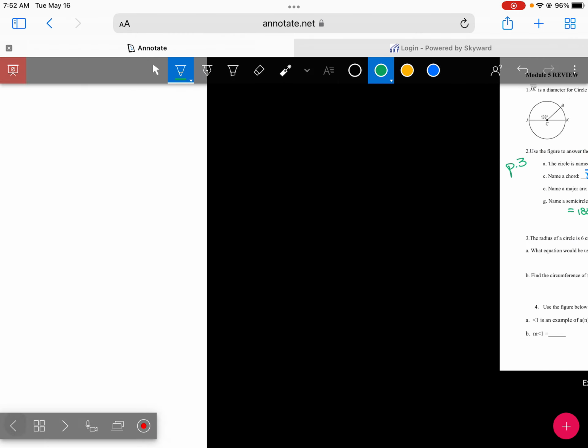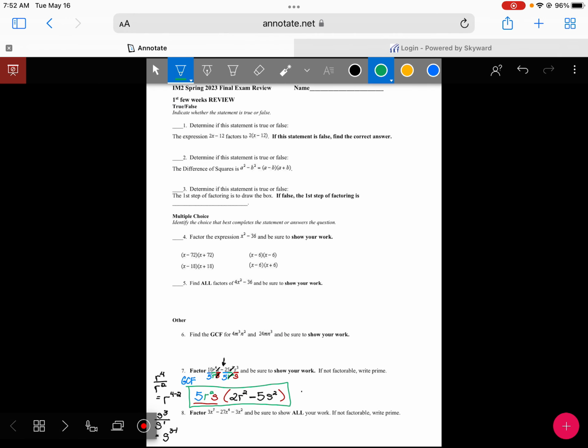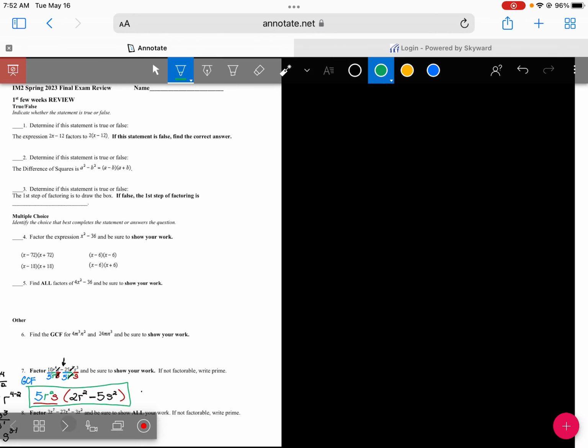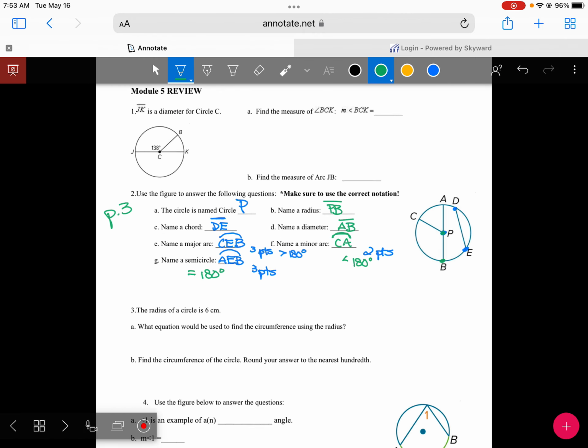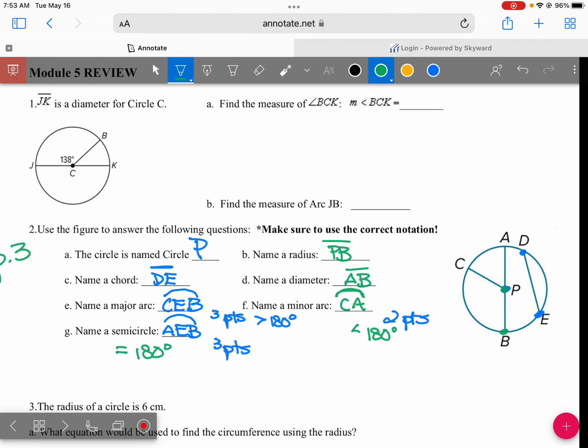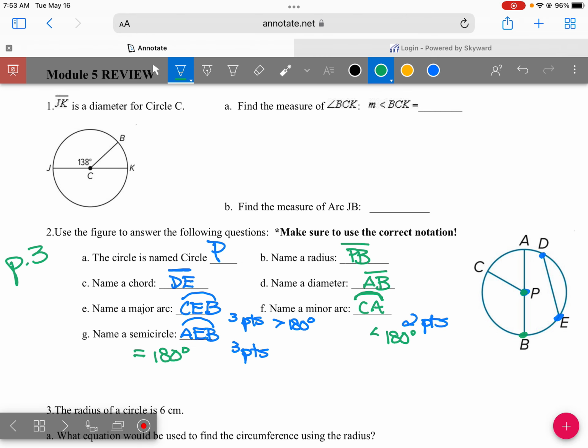Number 1 of the very first page? No. Oh, Page 3. Is that module 5? Okay. So it says, and this is page 3 again, line segment JK is a diameter for circle C. Find the measure of BCK.